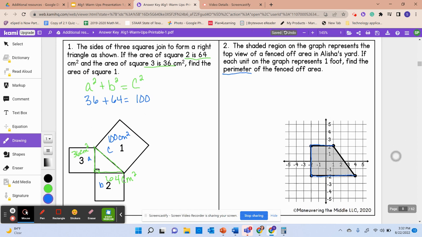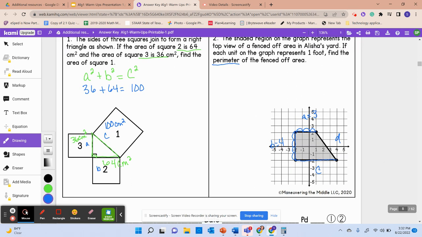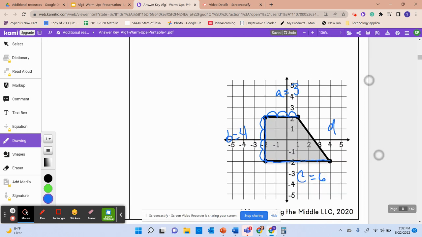So when we begin to look at the perimeter, I'm going to use some labels to help me out: A, B, C, D. Okay, so side A is 1, 2, 3. So A is equal to 3, and B is 1, 2, 3, 4. And C is equal to 1, 2, 3, 4, 5, 6. Now we only have to find D.